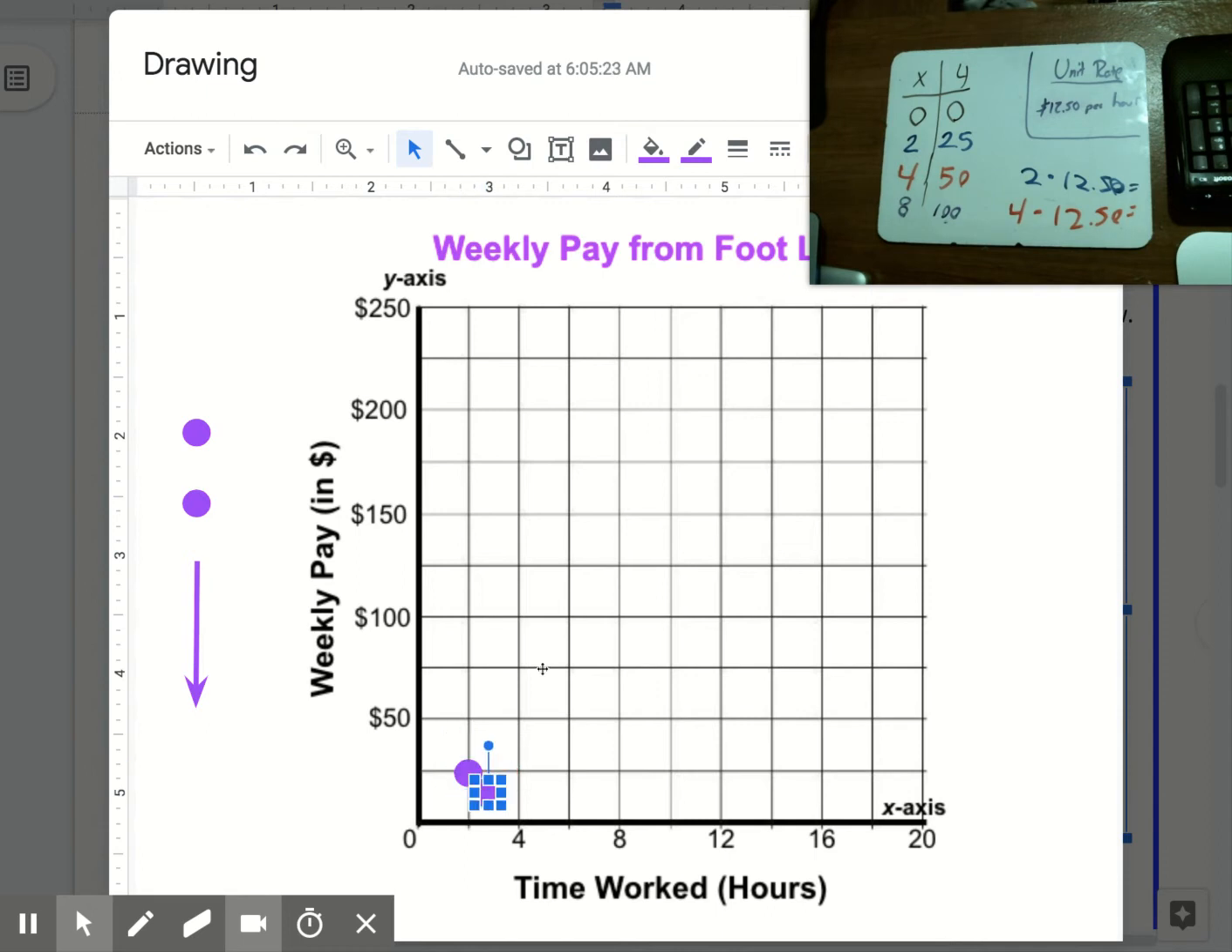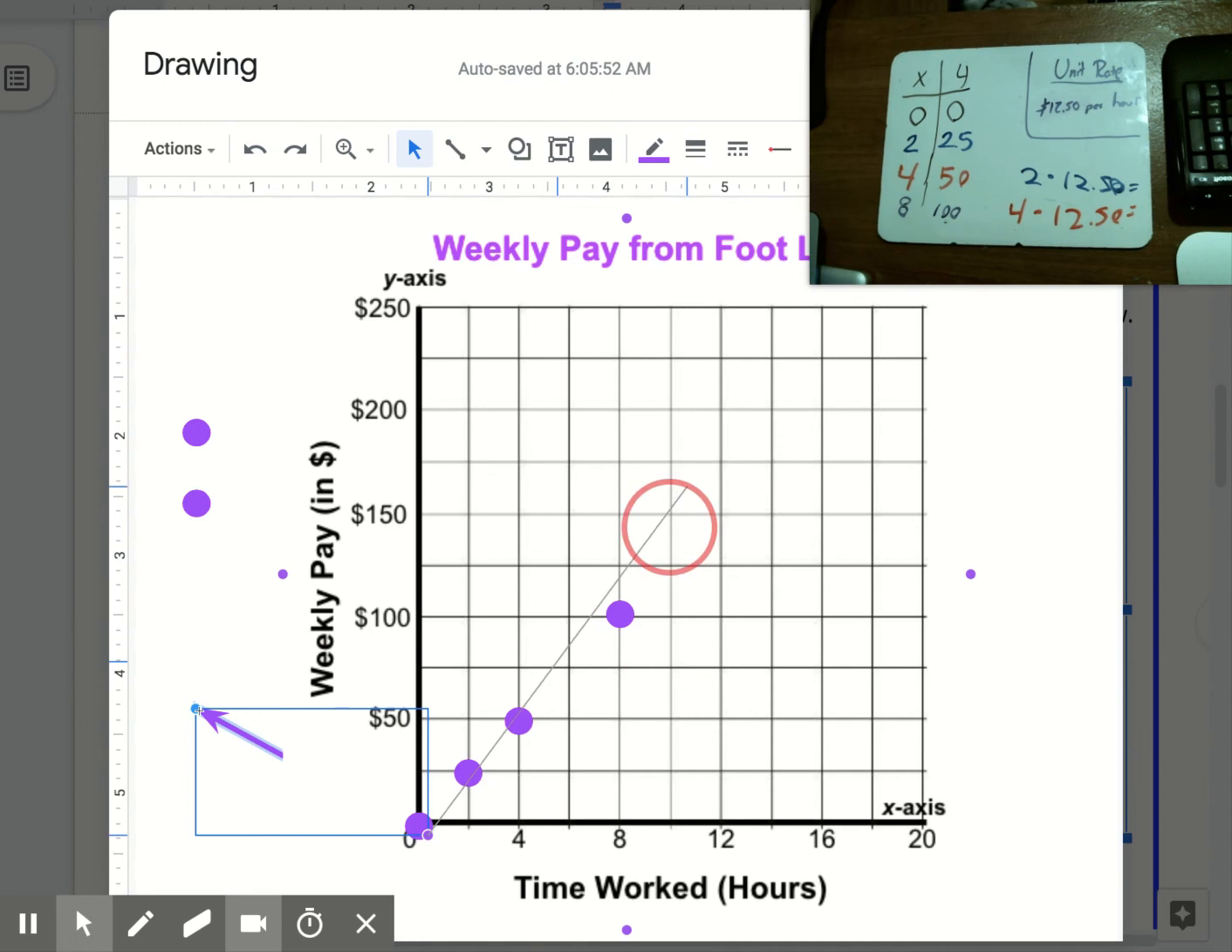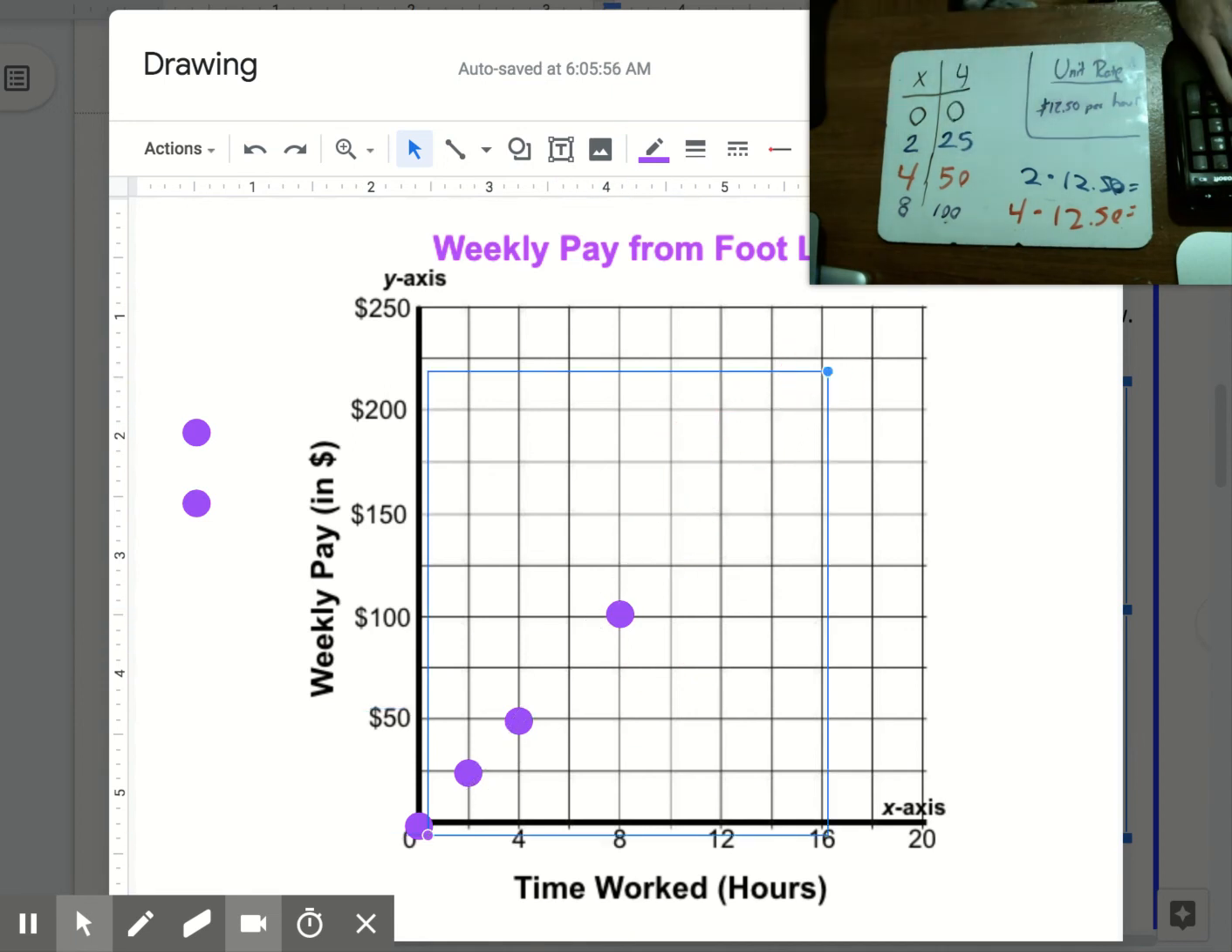Now I want to plot 4 and 50. That point's a little bit easier because it's already up on the graph here. And the last one we want to plot is at 8 hours. We know that Jefferson's going to make $100. And what you end up seeing here is it looks like they start to form a straight line. If we want, we could take this, go ahead, drag it towards that one, and drag this point up here. And now we see a straight line. This starts to represent any amount of pay that Jefferson could make over the course of the number of hours that he works at Foot Locker.